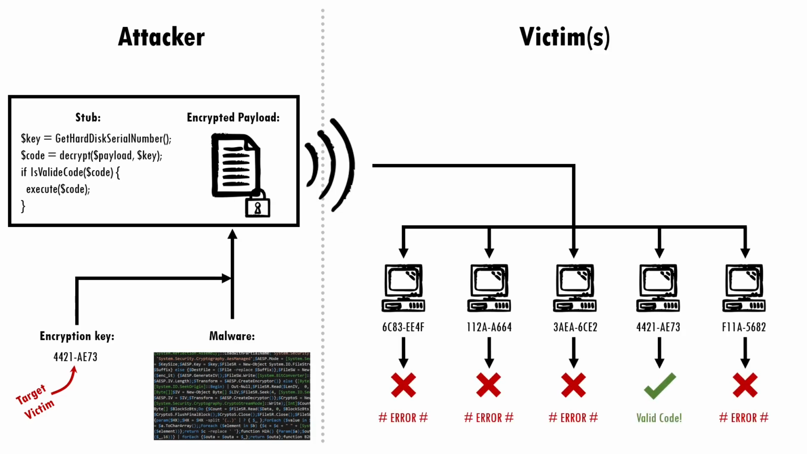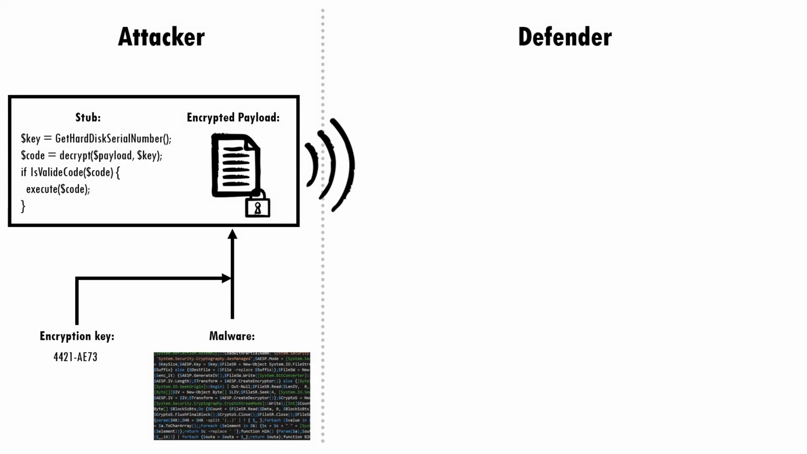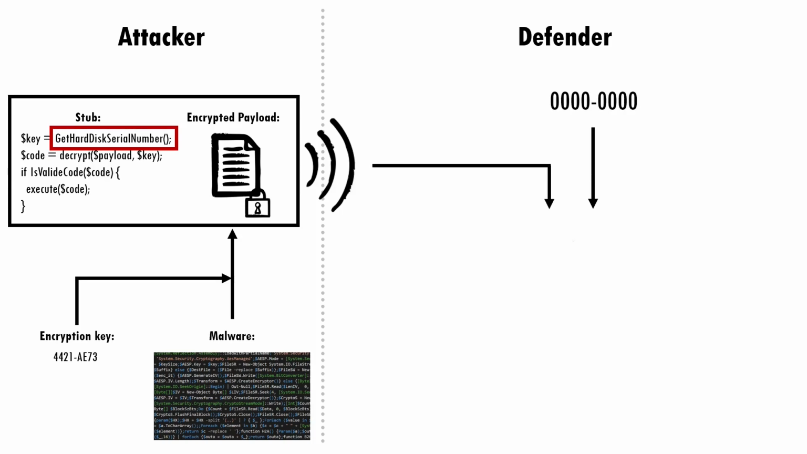Through this method, defenders can identify which specific property is being used as the environmental key. In this example, it's the serial number of the hard disk, but they have no way of determining the actual value of this property. The only way for defenders to determine what the code does, and give some clue as to the intended target victim, is to undertake a time-consuming brute force search.